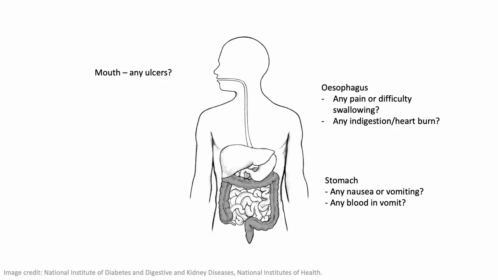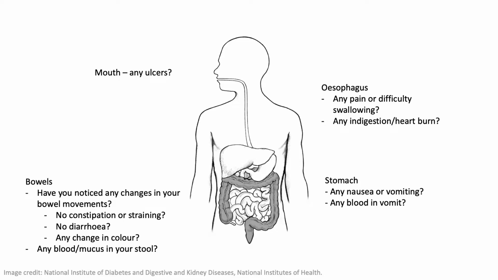We come to the stomach to ask about nausea or vomiting. If they have been sick, you can say, can you tell me more about your vomit? Can you describe your vomit to me? Green vomit could be a sign of bile, so they could have a small bowel obstruction. If it's coffee ground vomit, when it's got lots of brown spots in it, it could be a sign of a bleed.